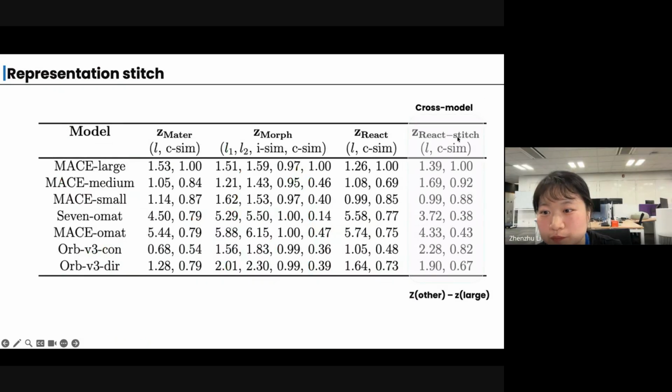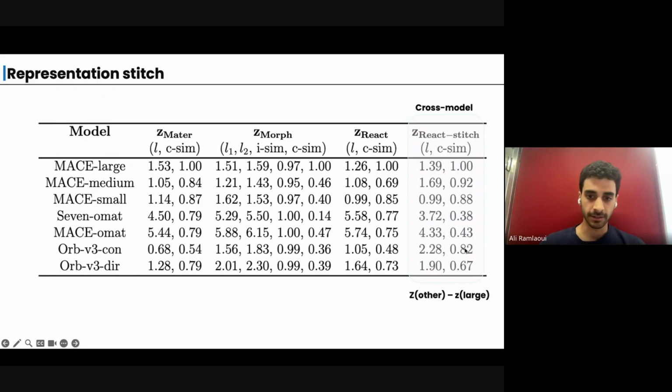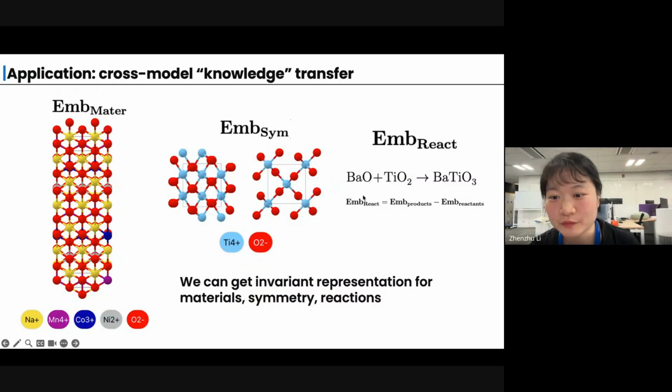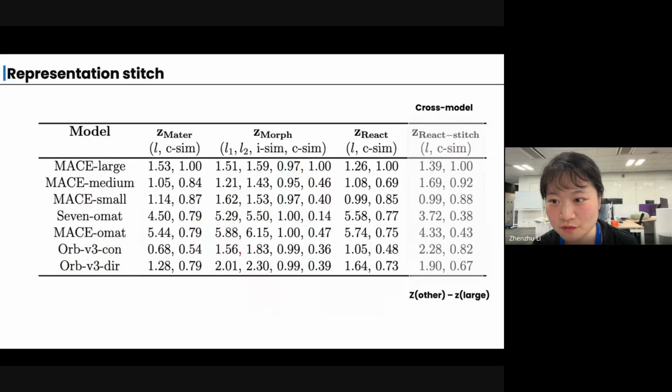Yeah, so we proved that the stitchability, at least from the OP-v3 conservative model to the MACE model, is 0.8. So it's quite large, right? But I guess in that case, they kind of have similar training data sets. We didn't only check this one reaction, we checked 20 reactions, and the conclusion is quite consistent.